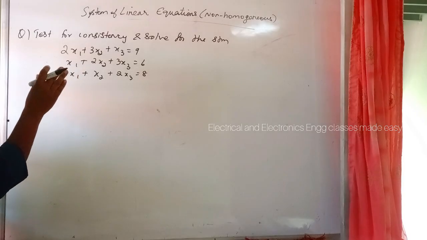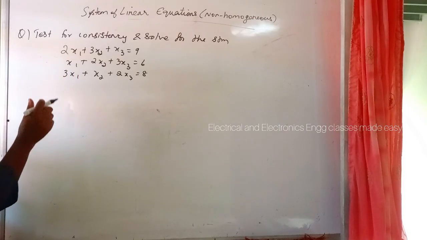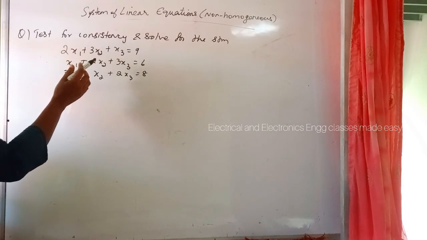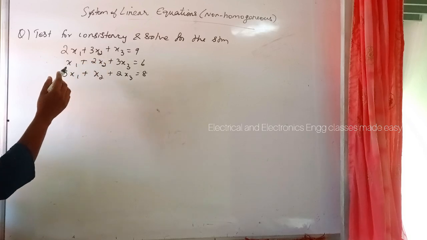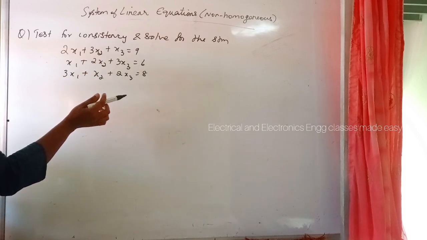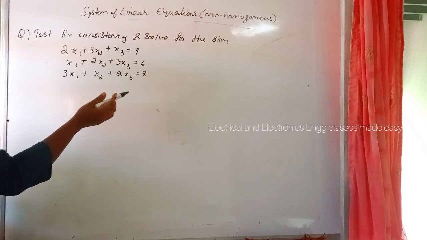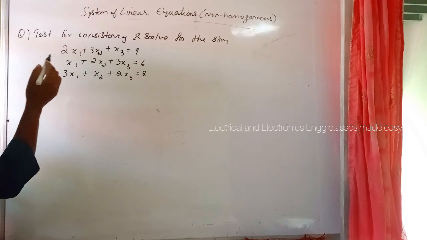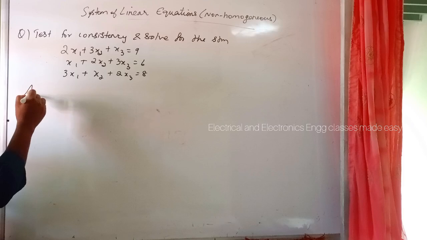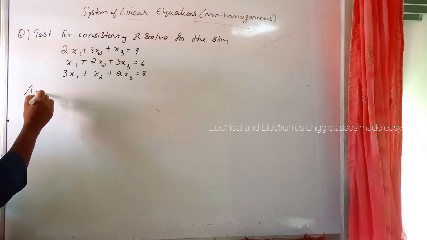Test for consistency and solve the system: 2x1 plus 3x2 plus x3 equal to 9, x1 plus 2x2 plus 3x3 equal to 6, 3x1 plus x2 plus 2x3 equal to 8. So our first step is to write the augmented matrix.